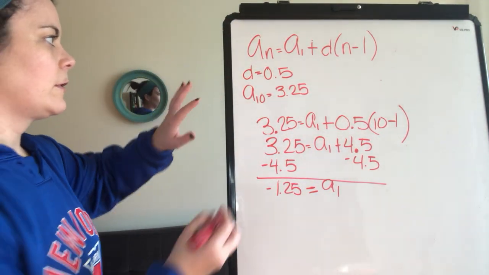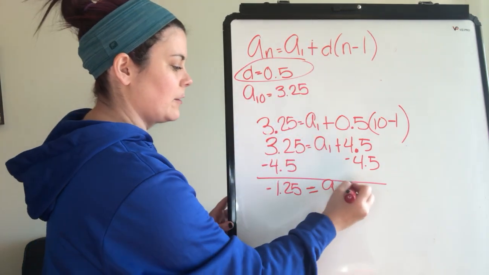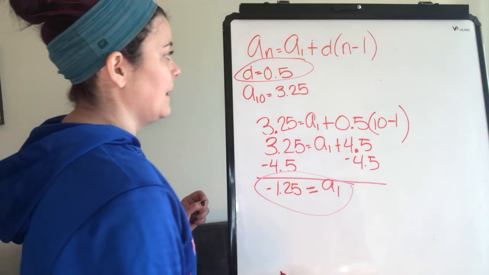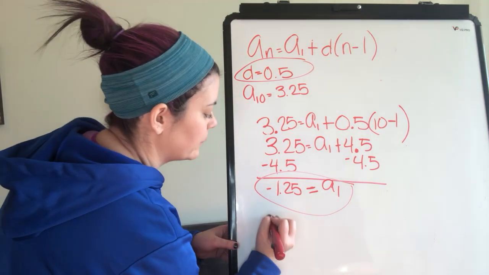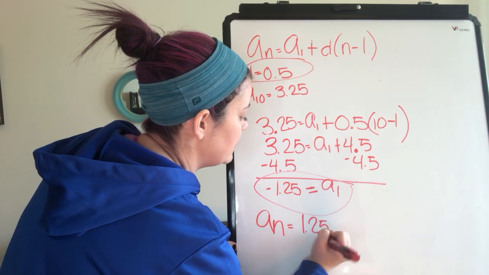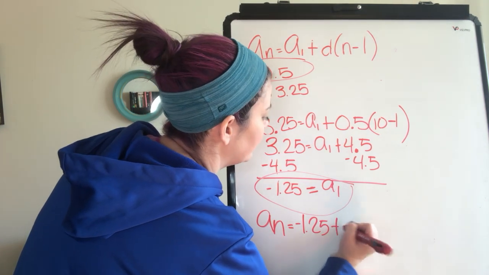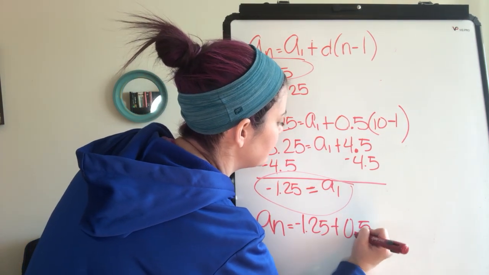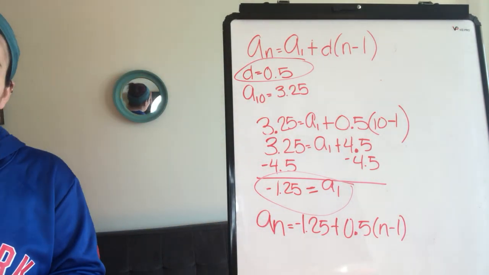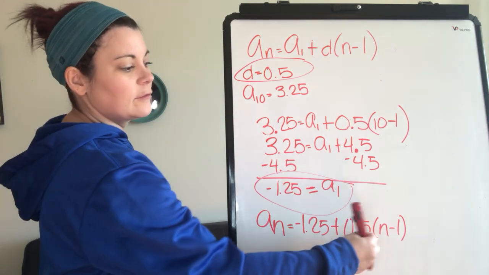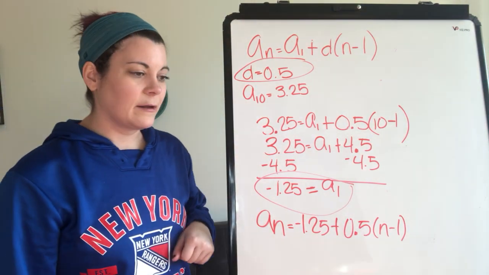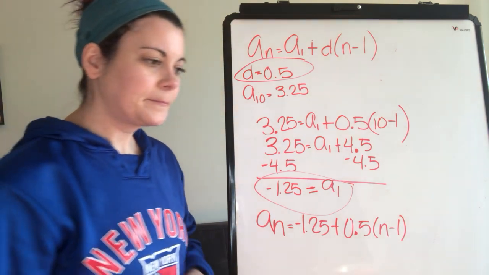So now I know the common difference, I know A1, and I can write that equation. Okay, so AN is equal to negative 1.25 plus 0.5 times n minus 1. And there you have the equation. Again, you can simplify this by distributing it out and simplifying it even further, but I'm going to leave it right there for right now.